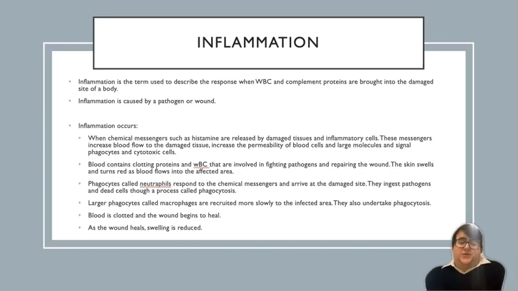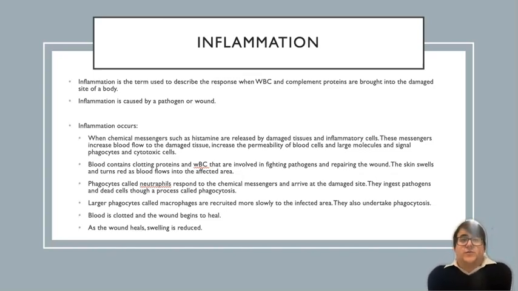Lastly, we're going to look at inflammation. Inflammation is the term that we use to describe a response when white blood cells and complement proteins are brought into a damaged site of the body, so where you've got cuts or an infection. And inflammation will occur through one big process. When chemical messages such as histamines are released by damaged tissues and inflammatory cells, the messengers will increase blood flow to the damaged tissue, increase the permeability of blood vessels to cells and large molecules, and signal phagocytes and cytotoxic cells. Blood will contain clotting proteins and white blood cells that will help fight pathogens and repair the wound, and the skin will swell and turn red as the blood flows to that area.